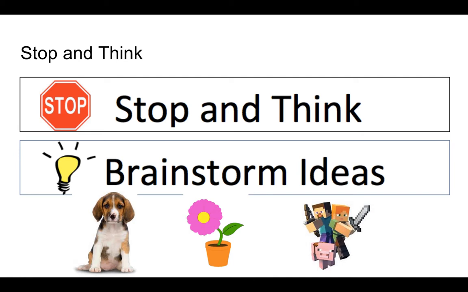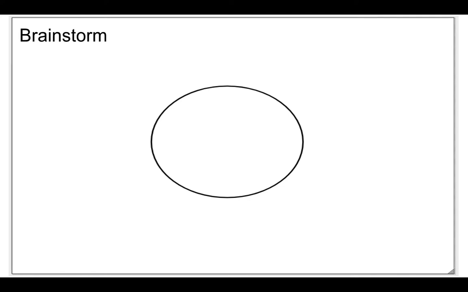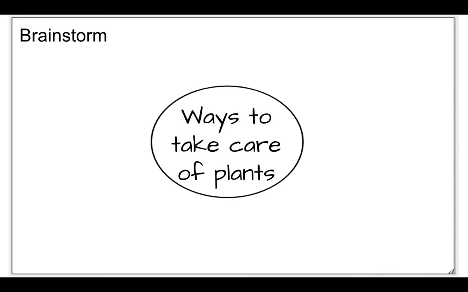So since I'm choosing plants, now that I have chosen my topic, I'm going to move to my brainstorming sheet so that I can come up with facts or big ideas about my topic. So if we zoom into this page a little bit, you have copies of this in your planner, in your journal. That circle in the middle is going to be where your topic goes. And so my topic that I'm writing about today is ways to take care of plants. So I'm going to write that in the middle.